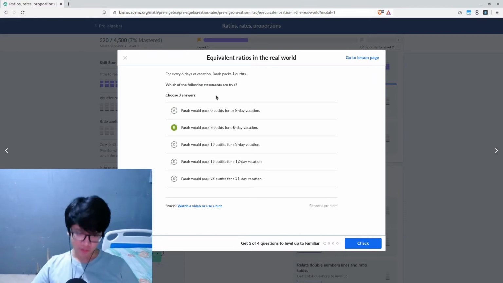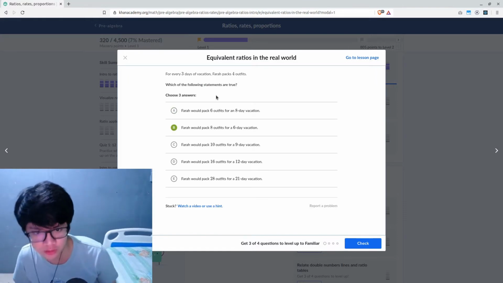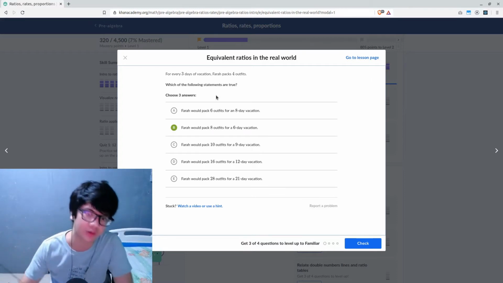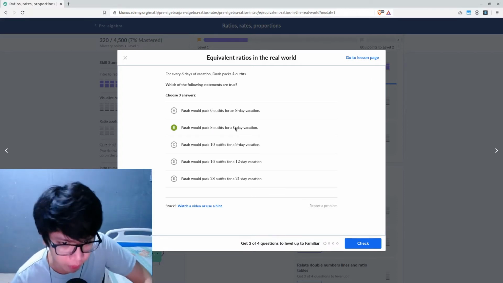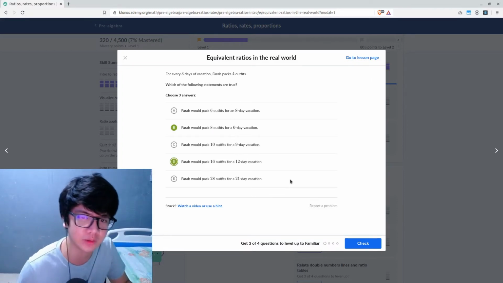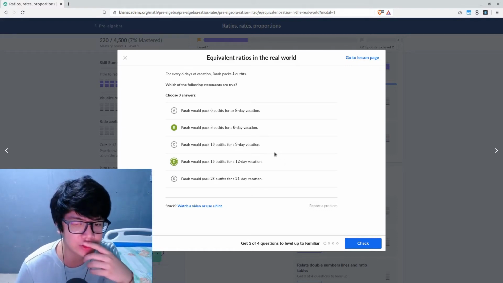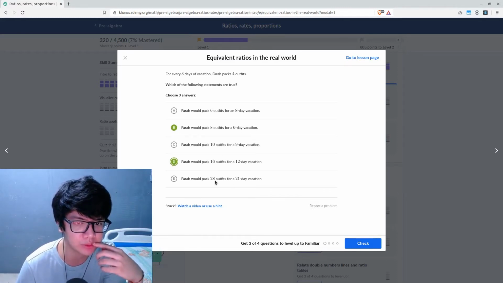Trick question, actually. You checking your reading comprehension. Farah would pack 10 outfits for a 9-day vacation. No. Okay, this would work. Farah would pack 16. That's by 4. Yeah. This is by 7. Okay, cool.